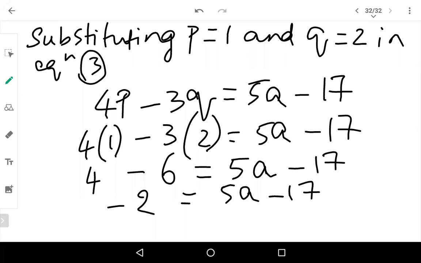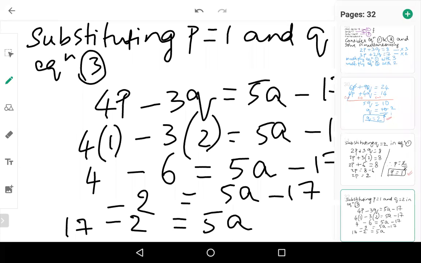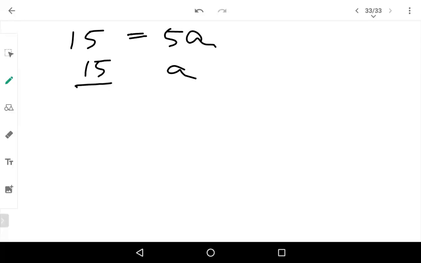Now I'm going to take minus 17 to the other side. So what will it become? Minus 17 will become plus 17. Plus 17 minus 2 is equal to 5a. Yes, correct. So 17 minus 2 is 15. 15 is equal to 5a. So a is equal to, if I take 5 to the other side, 15 by 5. 5 threes are 15. Therefore, a is equal to 3.